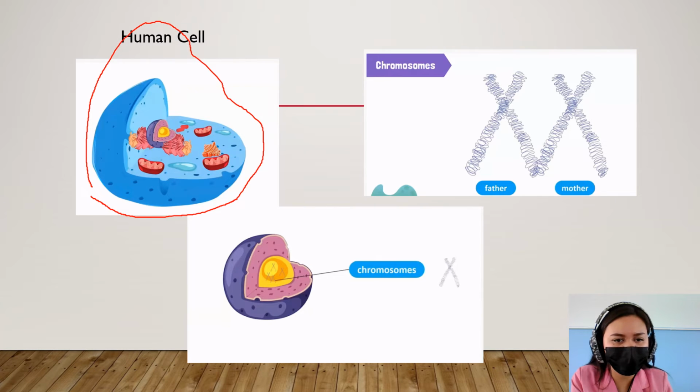Inside, we can see the nucleus. Inside the nucleus, we can see the chromosomes. There are chromosomes inside the nucleus in our body. Here you can see the chromosomes inside the nucleus. It's like an X. There you can see your father's and your mother's chromosomes inside the nucleus and inside the human cell.